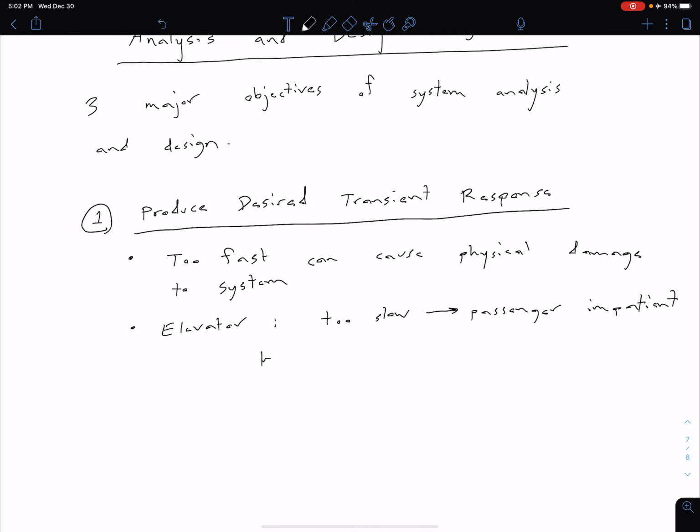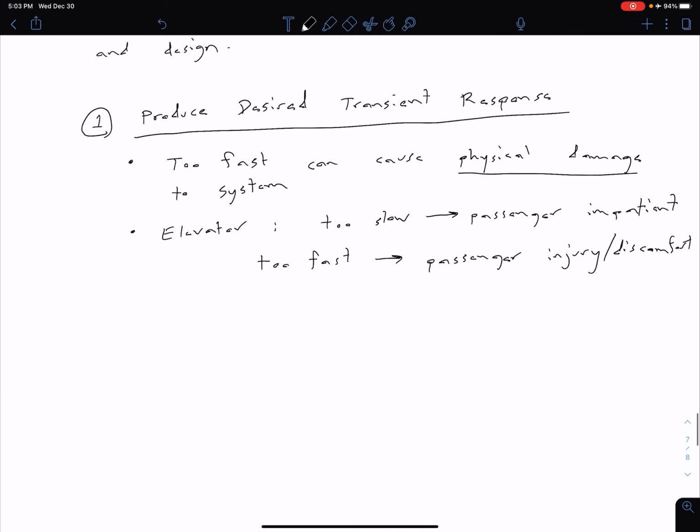The other side of that coin is if our elevator is moving too fast. If our elevator moves too fast or if it's oscillating, then we can have passenger discomfort, or we could possibly even have injury or damage to our elevator system. So passenger injury, discomfort, and as we talked about above, physical damage to our system. So that's our first major objective.